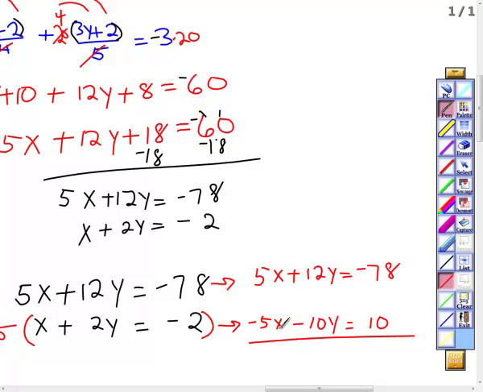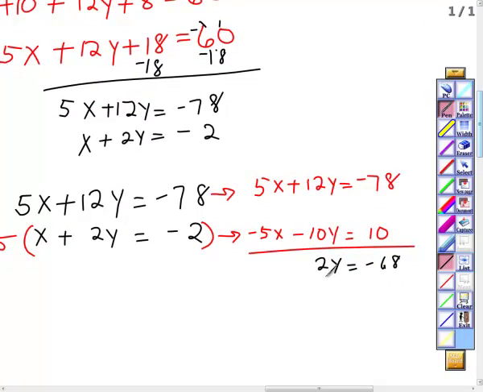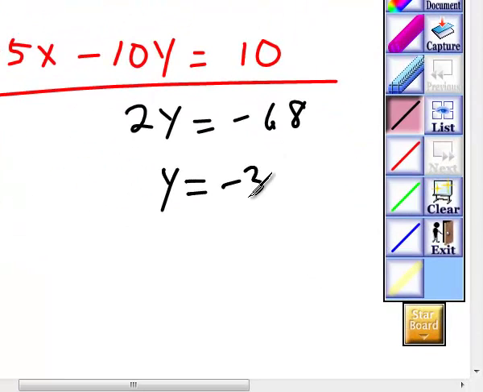So here the x's cancel. And you got positive 12y, negative 10y, that'd be 2y. And here you got a negative 68. So we're going to divide both sides by 2 and we get y equals negative 34. All right, questions with that?